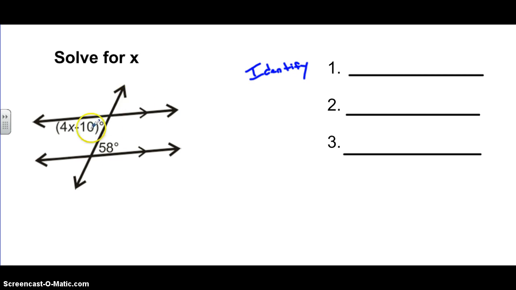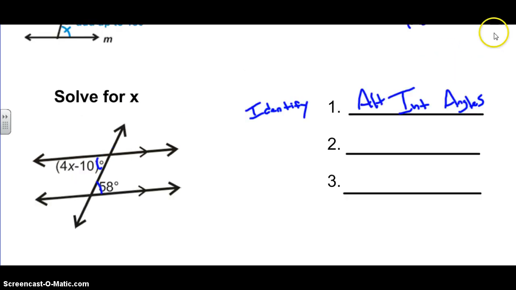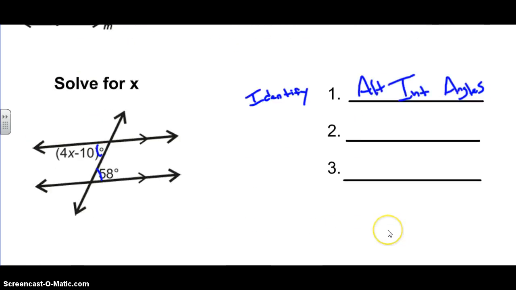So if I have these two angles right here and right here, I would look up what is the relationship between these two angles, and we call those alternate interior angles, right? Because they're on the inside and they're on different sides. So these are alternate interior angles. I look up right over here, alternate interior angles are congruent.